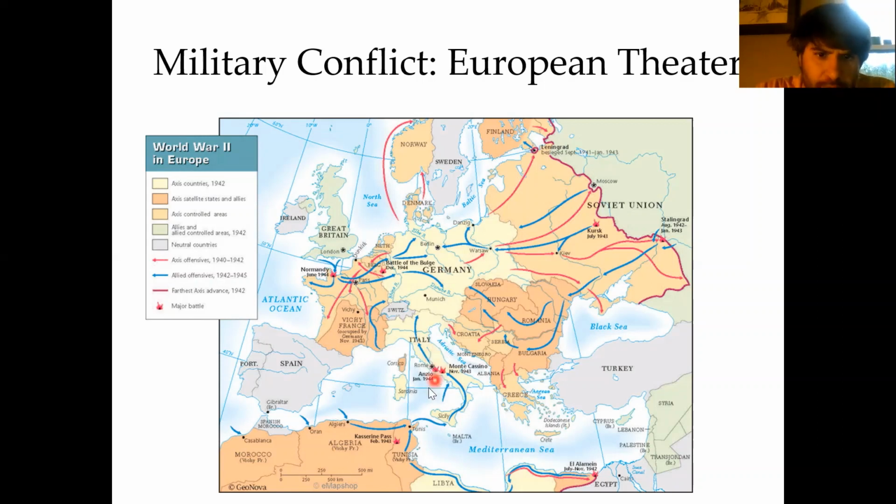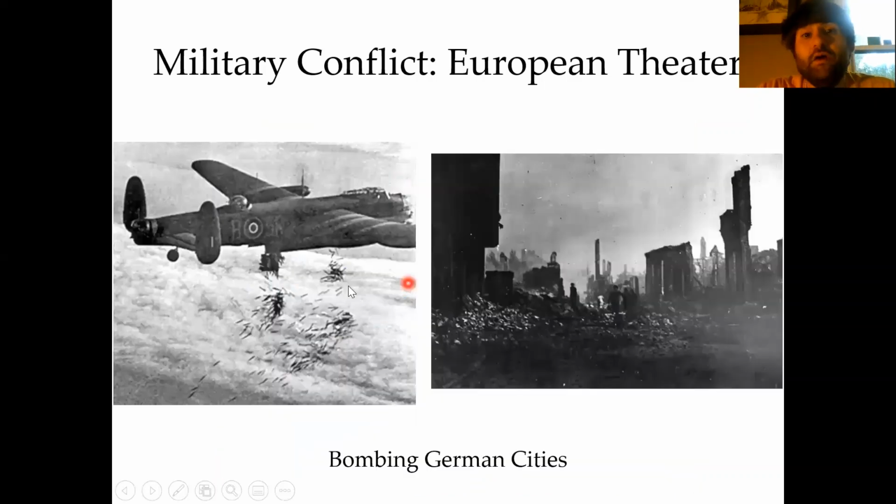Nevertheless, there now are American troops that can be stationed around here and can start bombing German cities. And this is a crucial phase of the war where the United States, along with Britain, increasingly starts to target the German civilian population with these bombs coming from airplanes.